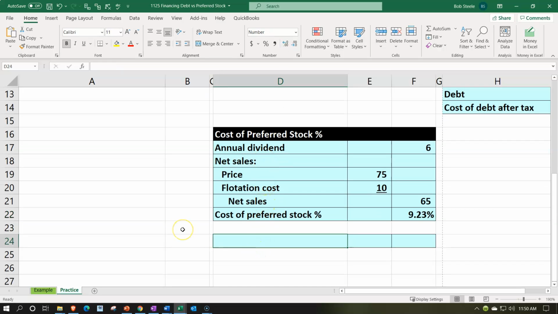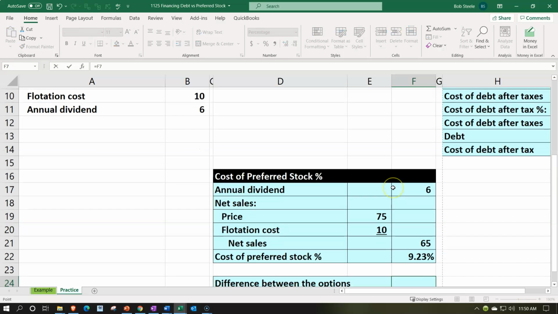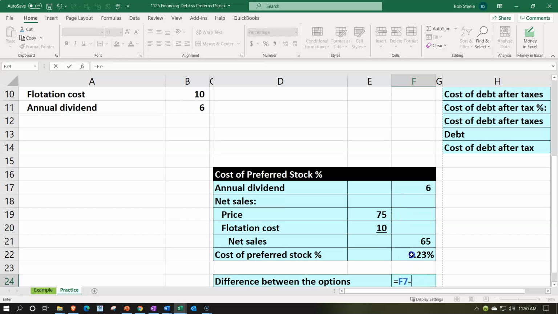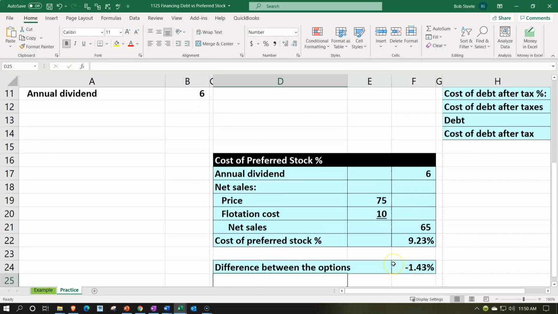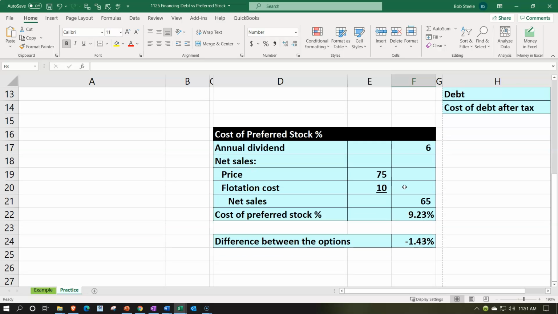So the difference between the two, we have the difference between the options. Difference between the options is going to be equal to the 7.8 minus the 9.23. So it looks like the lesser amount of the cost of debt after tax would be the 7.8 on the debt side of things, the difference being the 1.46%. Going to put an underline here as well, font group, and then underline.